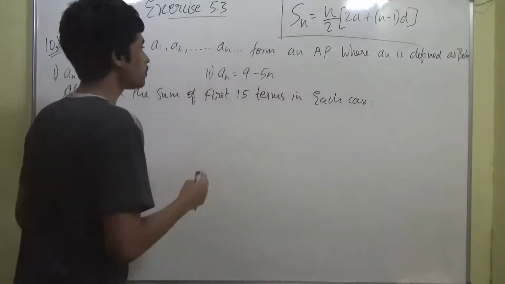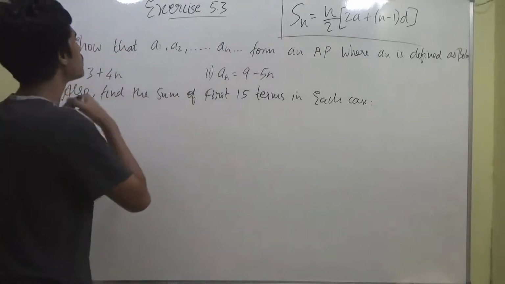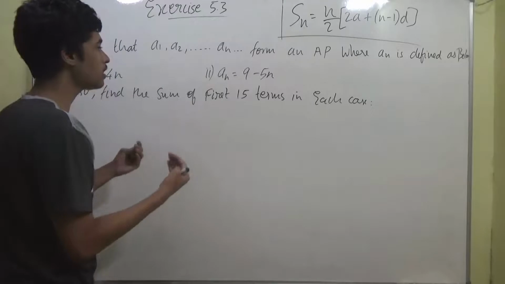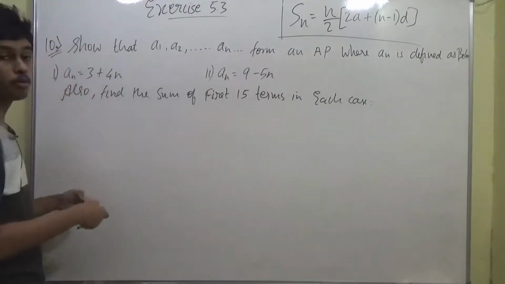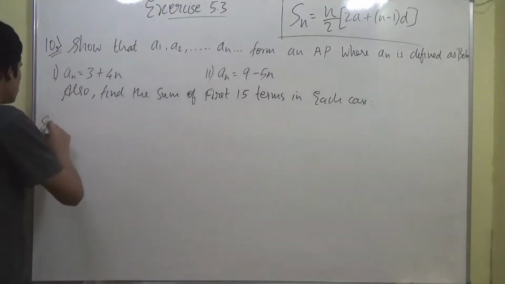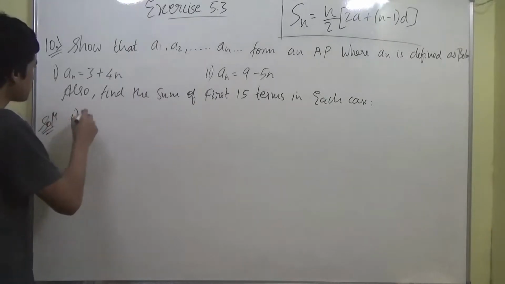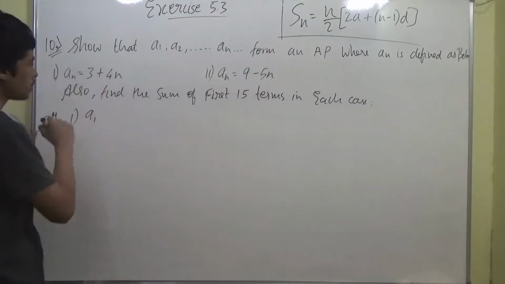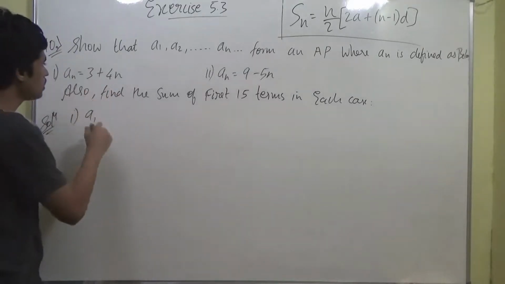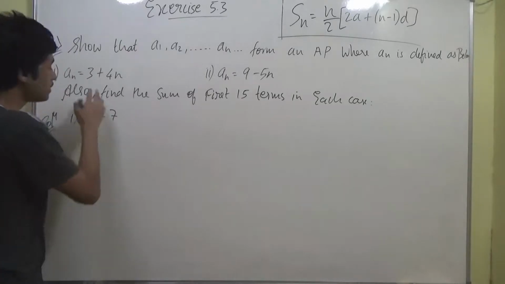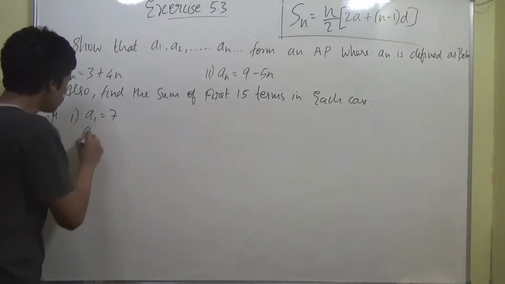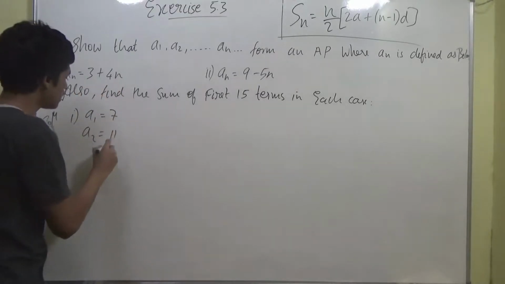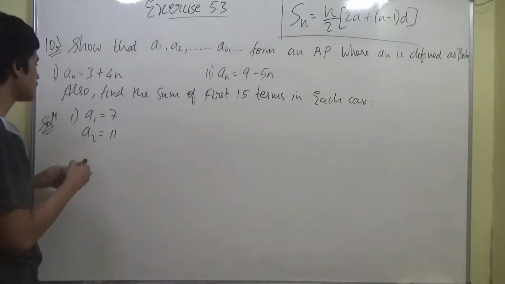Done, guys. Now first, we have to prove that these two form an AP, right? And then if it forms an AP, we are going to find the sum of first 15 terms. So let's first take up the first sub question, guys, in which they have given AN equal to 3 plus 4n. So a1 will be equal to, in place of n putting 1, 3 plus 4, that will become equal to 7. A2 will become equal to 3 plus 4 into 2, that is 8 plus 3 equal to 11.